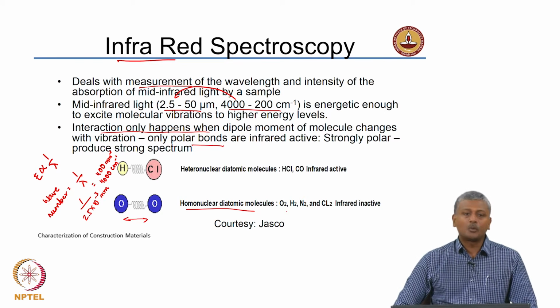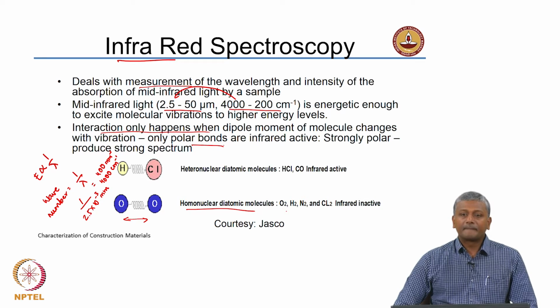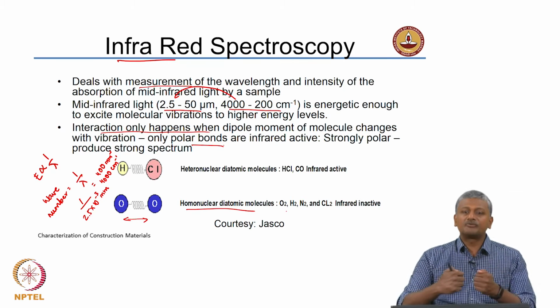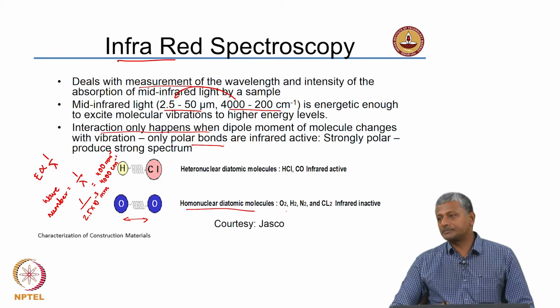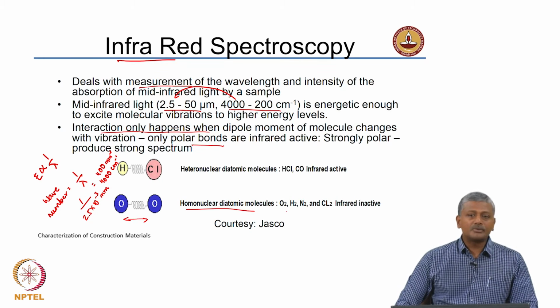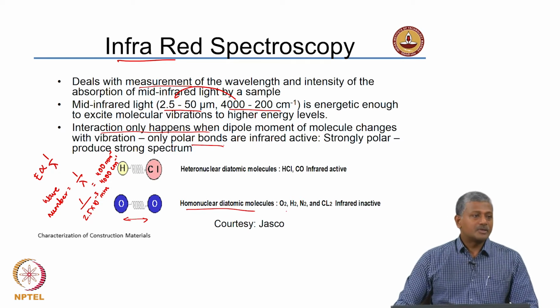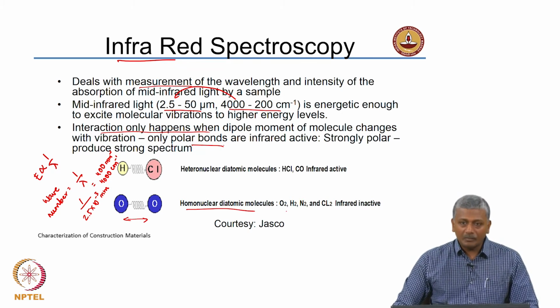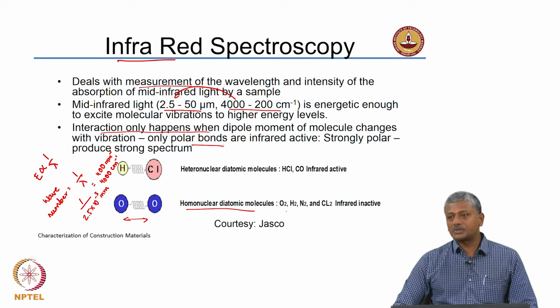Polar means what? What do you mean by polar? When there is a separation of charges happening between the elements that make up the molecule. Can you give me examples of other polar compounds? What about water? Is it polar or non-polar? Water is polar, right. There is a separation of charges that happens at the bond, and the stronger the difference in polarity, the higher will be the absorption spectrum produced in infrared.